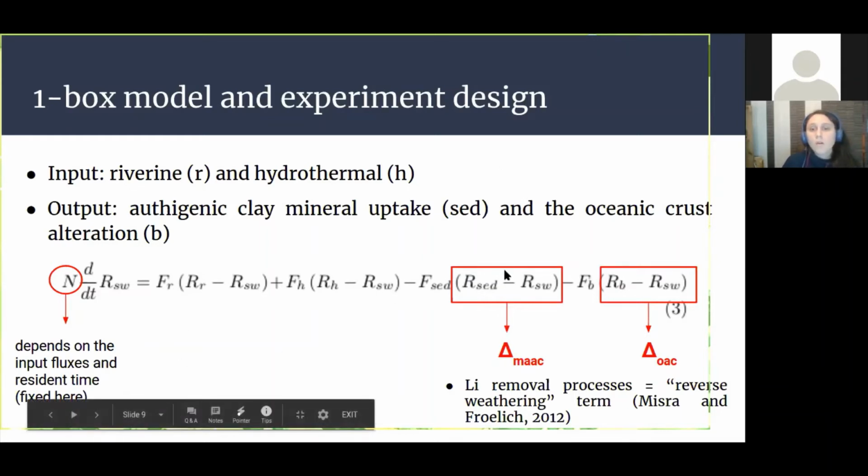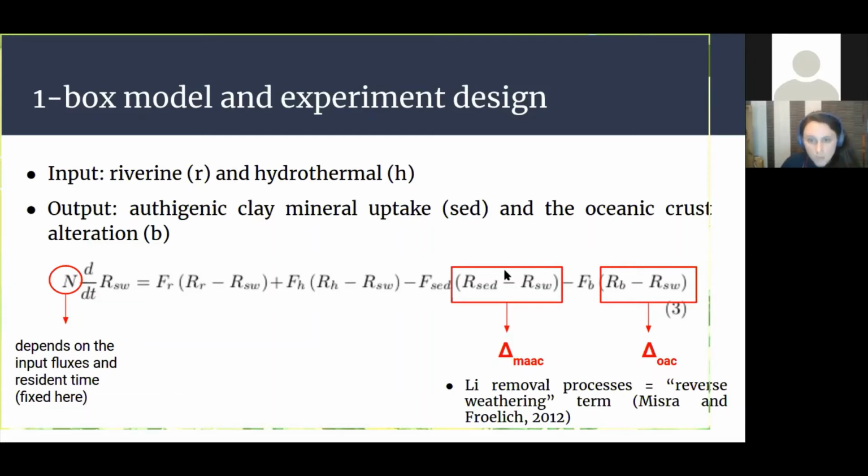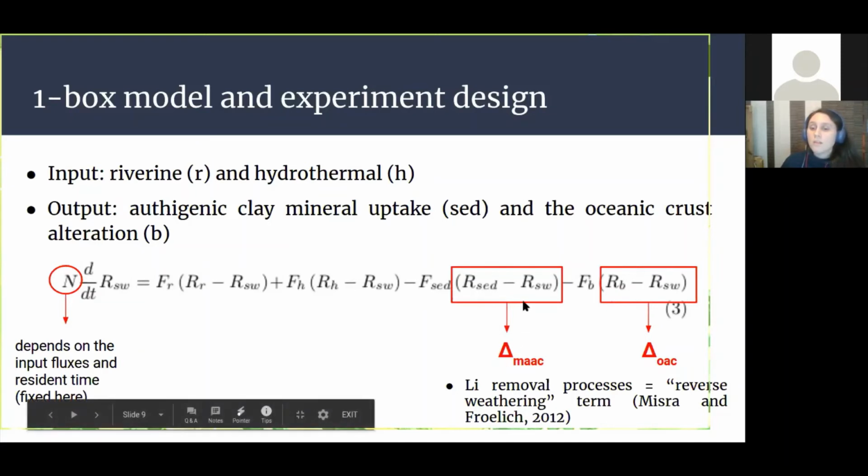So when we expand this equation, considering the inputs and outputs, we have this equation over here. And we consider, looking at the literature, that the difference between the output ratios and the seawater ratio remains constant. This is known as reverse weathering. So these two terms are constant.